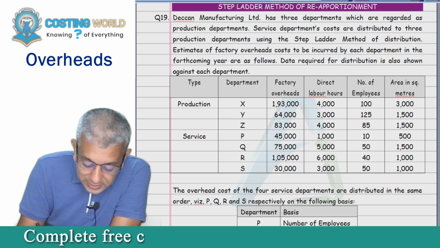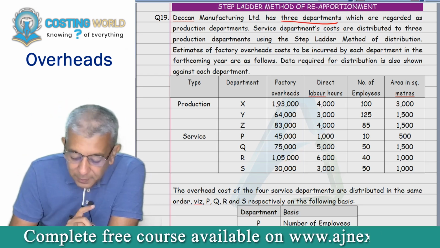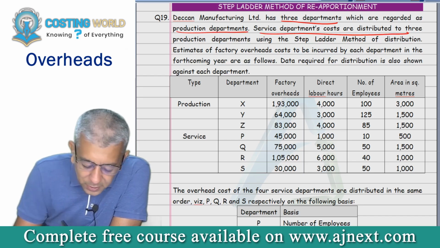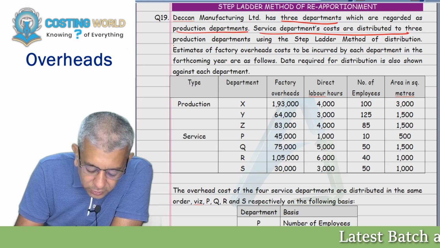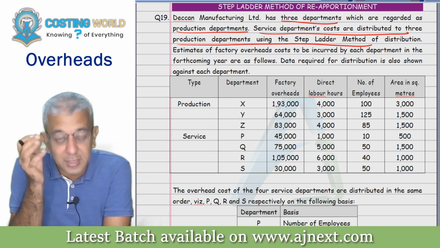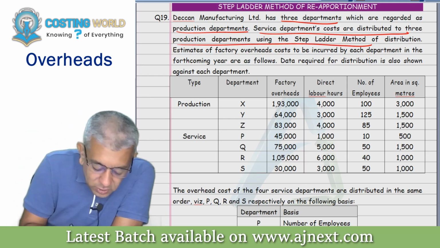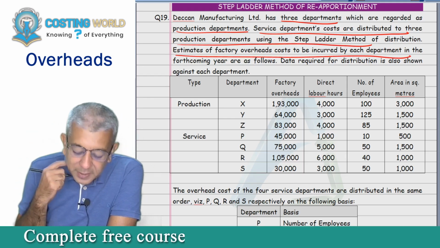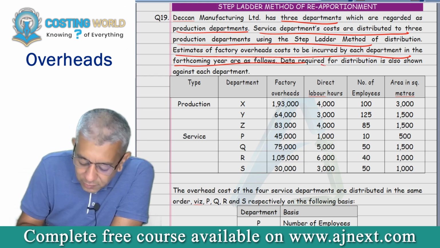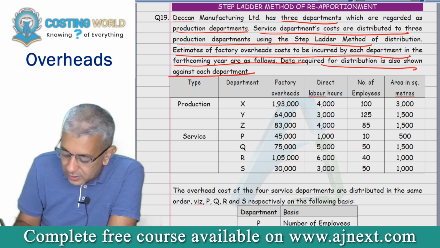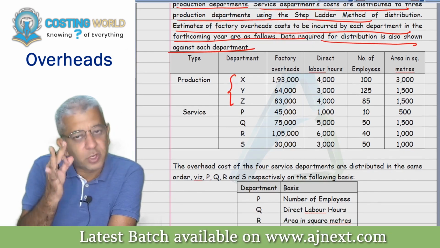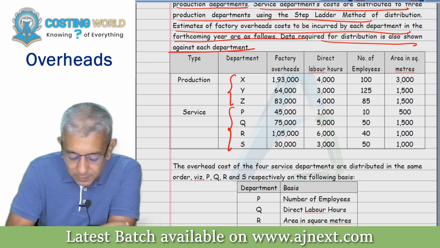So, there is a company which has three departments which are production departments, and service department costs are allocated to the three departments using step ladder method. So therefore it is step ladder method that is given to you. Estimates of the factory overheads to be incurred by each and every department in the forthcoming year is given below. Data required for distribution is also shown against each department. So therefore you have production departments X, Y, Z, three production departments, four servicing departments, factory overheads.